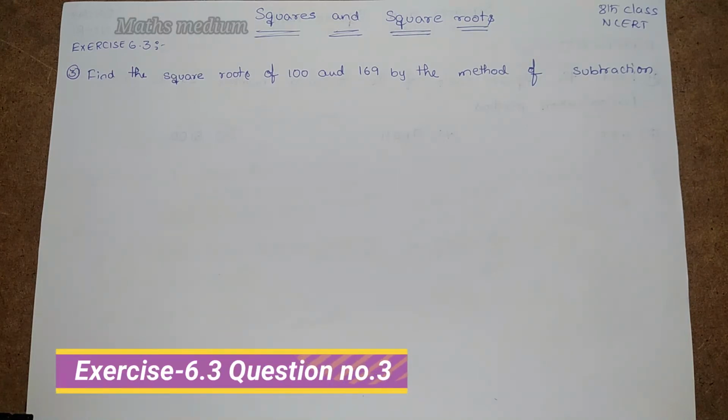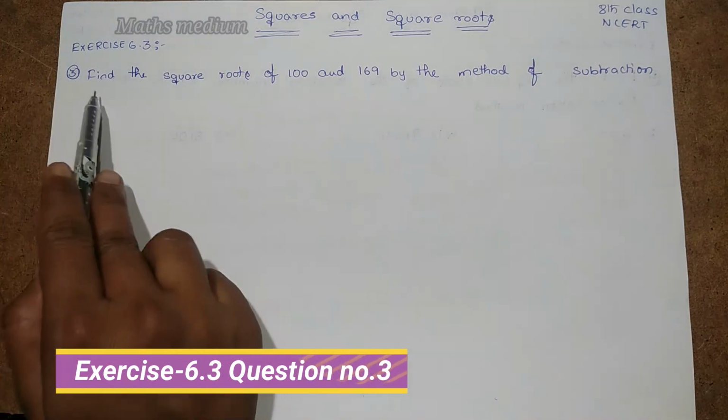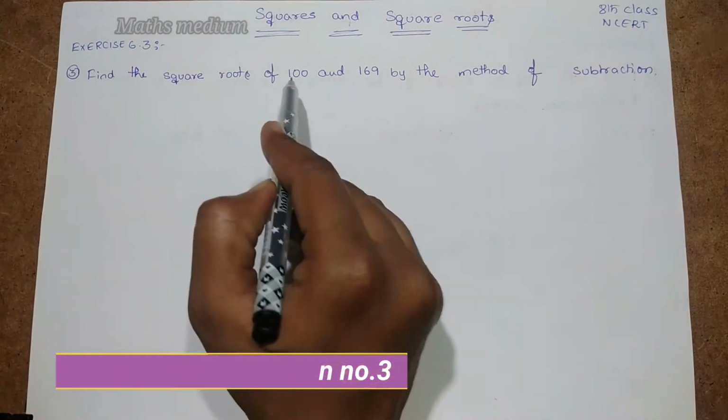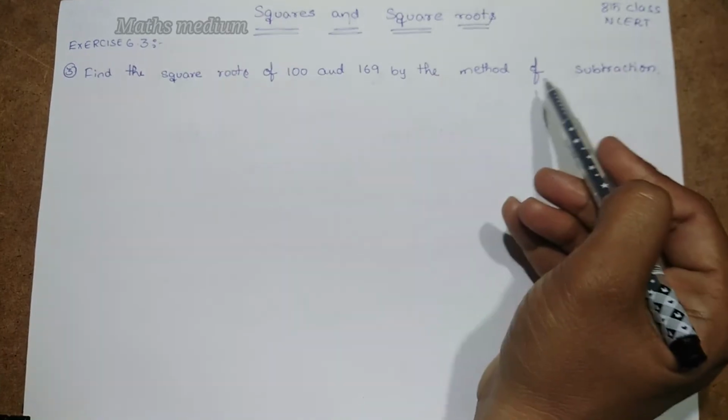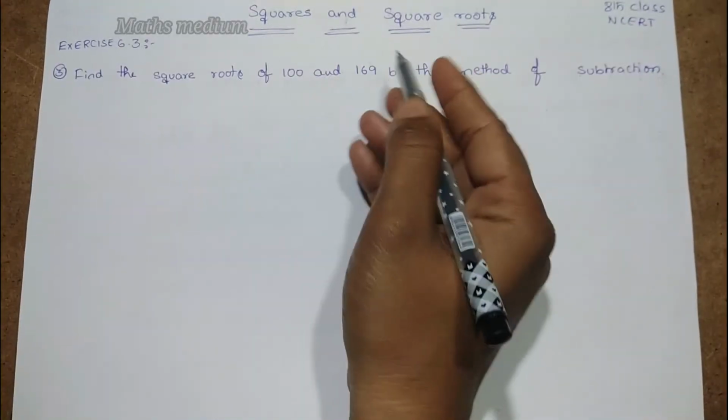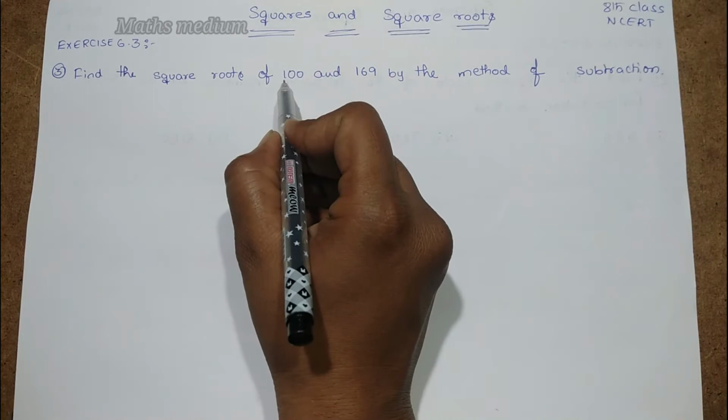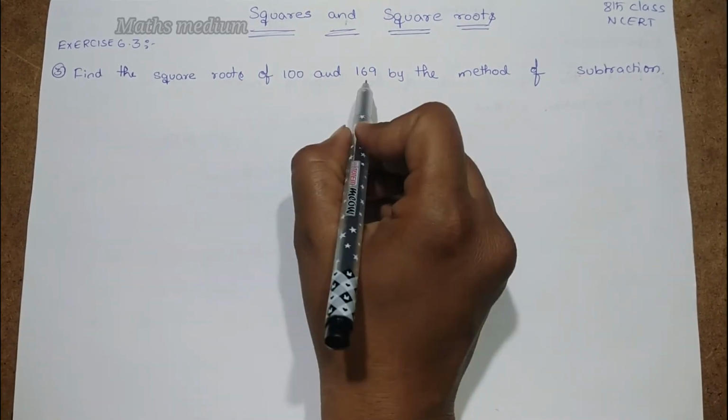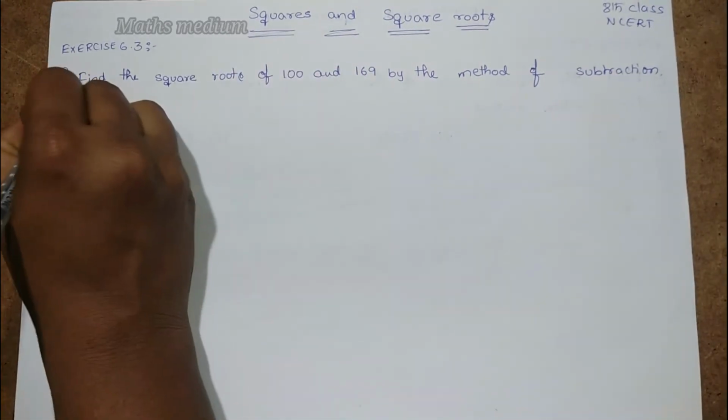Today I came with exercise 6.3 from Squares and Square Roots, 8th class NCERT. Question number 3: Find the square roots of 100 and 169 by the method of subtraction. By using subtraction, we have to find the square root of 100 and 169. In earlier sessions, we already discussed that.